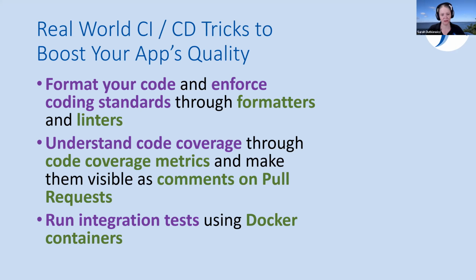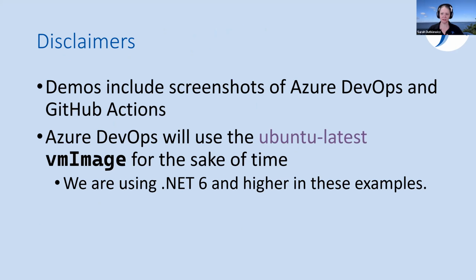Now, before we get into the details too much, a couple disclaimers to know. Our demos today are going to be screenshots from Azure DevOps and GitHub Actions that I took throughout the process of this. With Azure DevOps, they're going to be using the Ubuntu latest VM image for the sake of time. And the examples that we're showing in here are going to be for .NET 6 and higher.